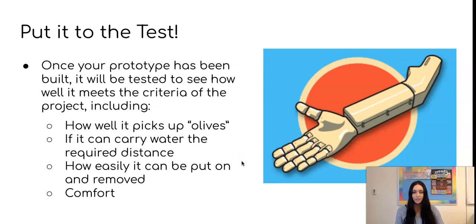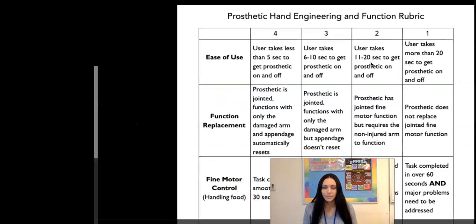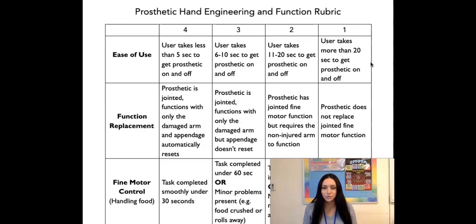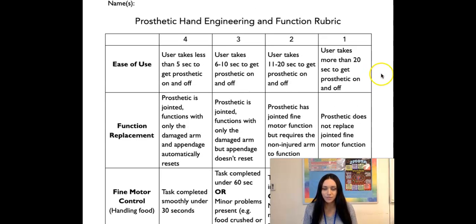Once you have designed, built, modified your arm and are happy with your final prototype, it will be tested to see how well it meets the criteria of the project. This will include how well it picks up those olives, if it can carry the water the required distance, and how easily it's removed and put back on, as well as its level of comfort for the wearer. Now let's take a look at the rubric that will be used to test your prosthetic hand.